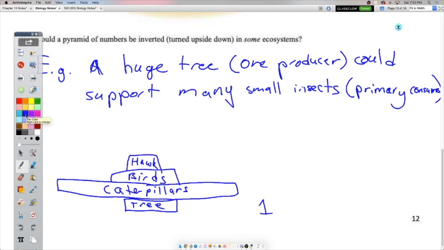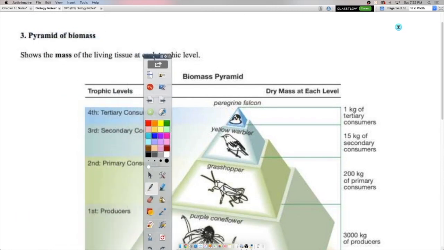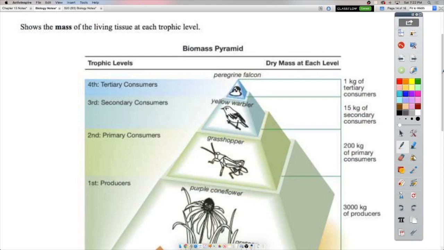So maybe you have one tree supporting 10,000 caterpillars, which supports 100 birds, which supports one hawk or something like that. Okay, the third and final type of ecological pyramid that we're going to look at is called a pyramid of biomass. Like the name suggests, it shows the mass of the living tissue at each trophic level.